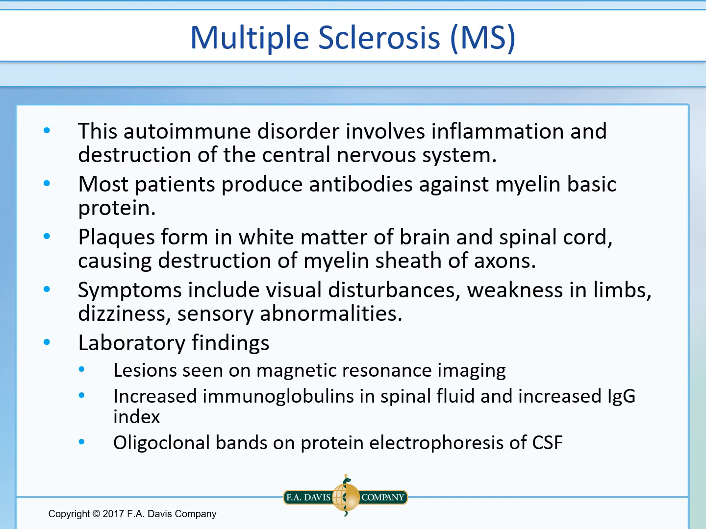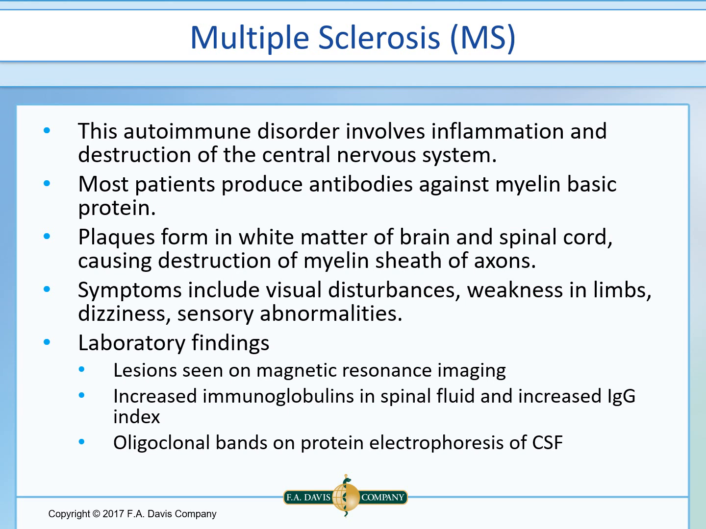Multiple sclerosis is an autoimmune disorder that involves inflammation and destruction of the central nervous system. Most patients produce antibodies against the myelin basic protein. With multiple sclerosis, plaques form in the white matter of the brain and spinal cord, causing destruction of the myelin sheath of axons.